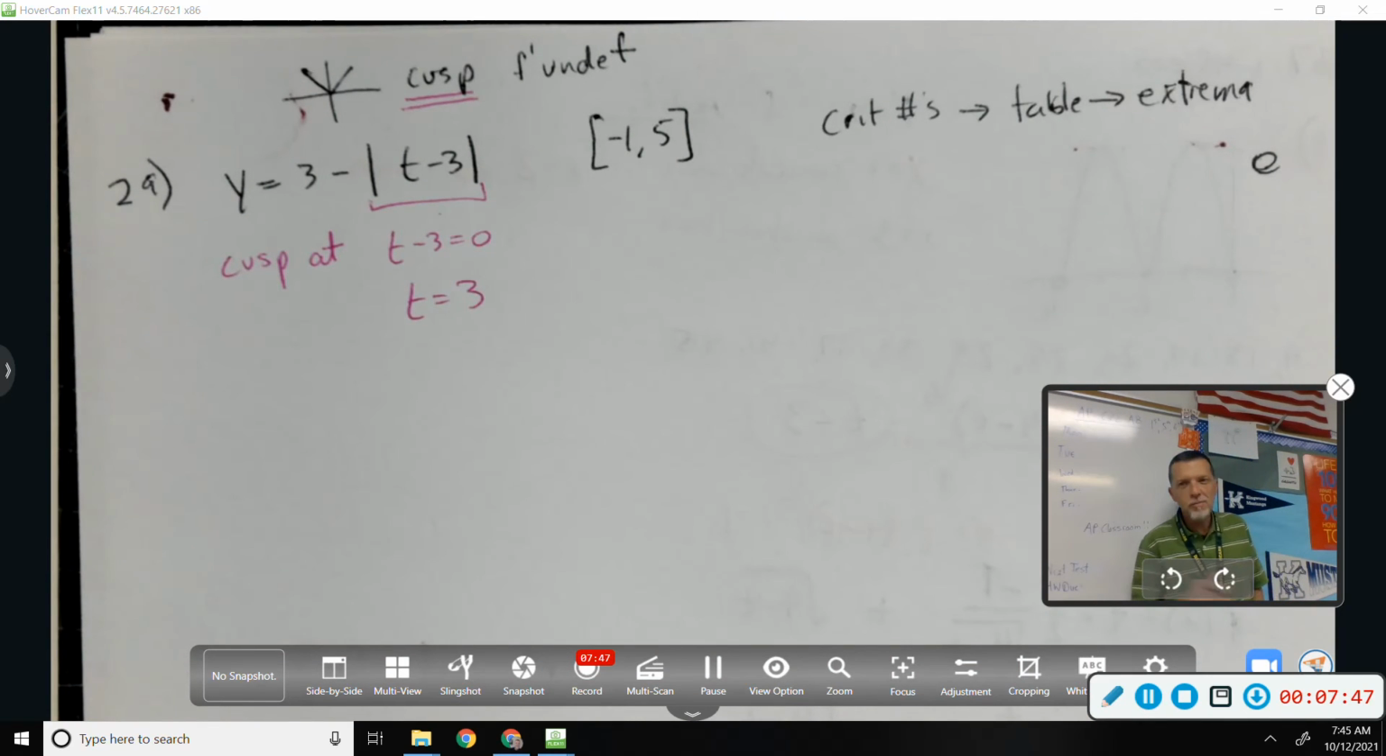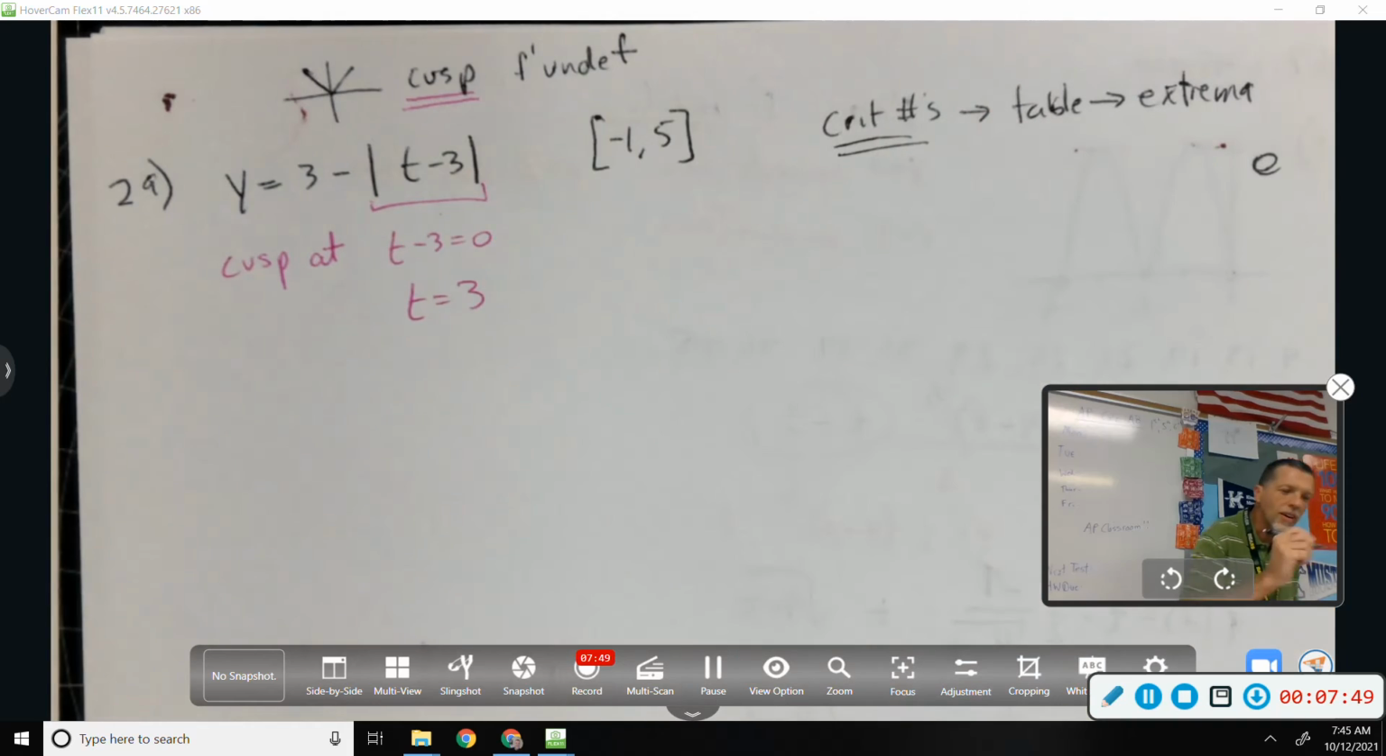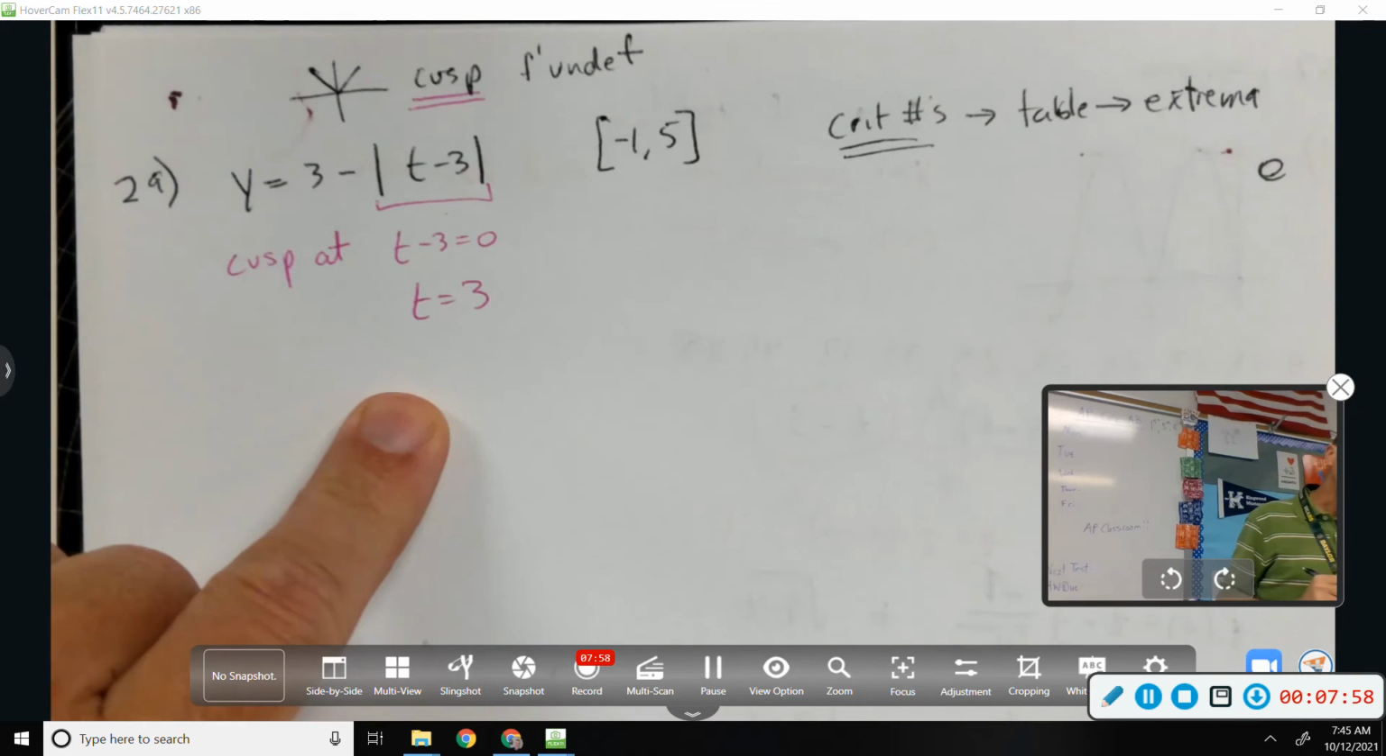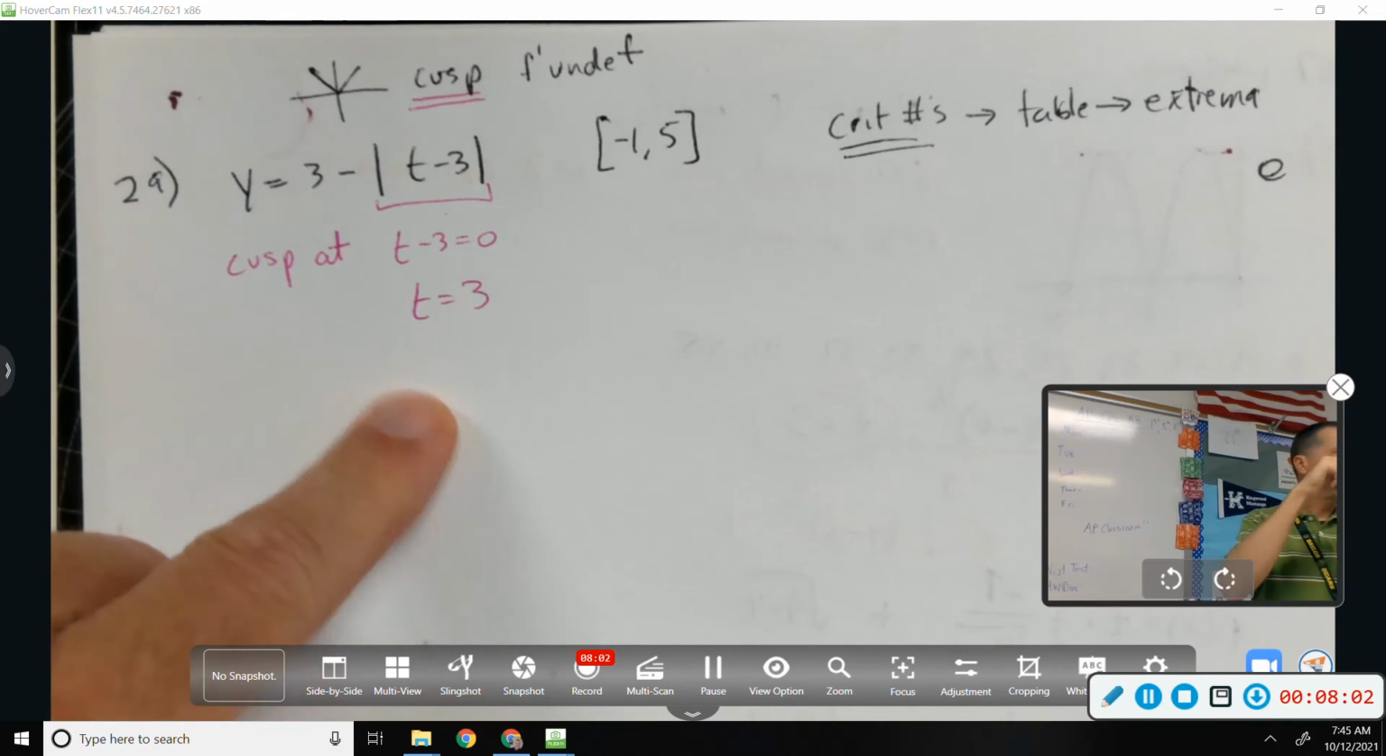So I'm kind of going a different way to find the critical numbers for this one. I'm not taking a derivative. I'm using what I know about derivatives and what I know about absolute value to come up with there's a critical number at t equals 3. Because that's where, and who knows, maybe it's upside down, but there's a cusp there.